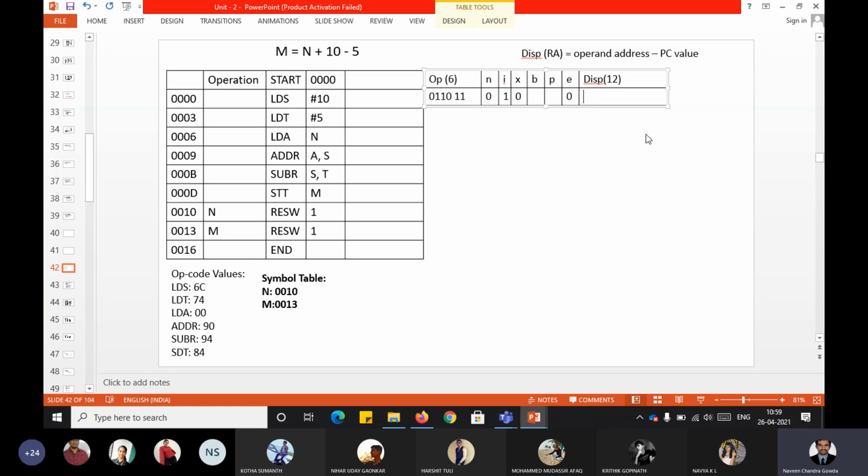But that 10 you have to write in the 12-bit format: 0000 0001 0000, which is nothing but 010, that is 10. And am I finding the displacement by using the PC value? I am not finding the displacement by making use of either the PC value or the base register. So both will be set as zeros. I am just making it very clear, my dear students.